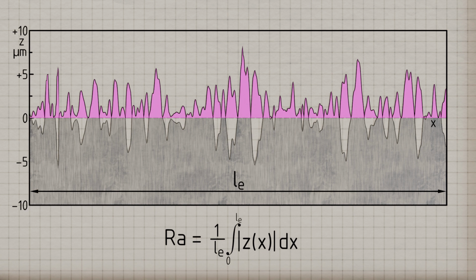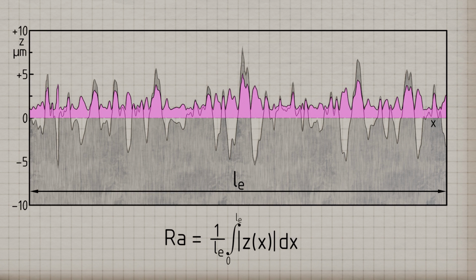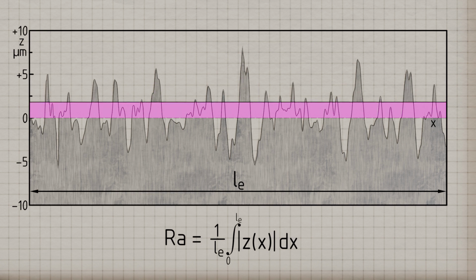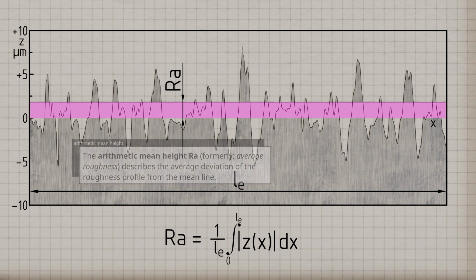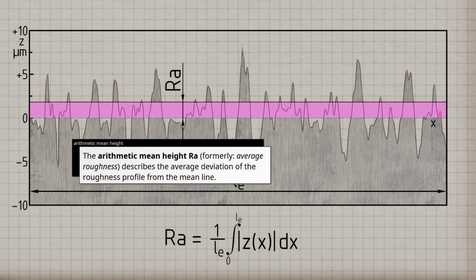The area under the curve can now be imagined as a kind of modeling clay that is then flattened. This creates a rectangular area with the same surface area as our previously mountainous roughness profile. The height of this rectangular area corresponds to the RA value, representing the average deviation of the roughness profile from the profile mean line. This calculation is also performed by the software of the stylus measuring device during data acquisition. So note, the arithmetic mean height RA, formerly average roughness, describes the average deviation of the roughness profile from the mean line.